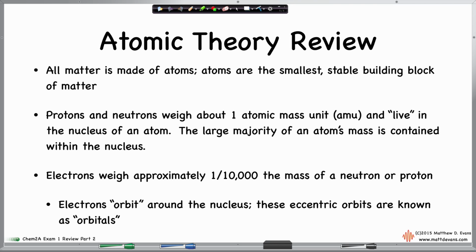Protons and neutrons, which make up the nucleus of an atom and where most of the mass is, each one of these little subatomic particles, protons and neutrons, weighs 1 atomic mass unit and lives in the nucleus of an atom. So like I said, the vast majority of the mass is in the nucleus. Electrons weigh approximately 1/10,000th the mass of a neutron or proton. That's why they don't really factor into the atomic mass of an atom, because they're just so much tinier compared to protons and neutrons. And of course, if protons and neutrons live in the nucleus and the electrons are orbiting around the nucleus, these are eccentric orbits. They're known as orbitals. We talked about some of the shapes of these things. And later in this review, we're going to look at electron configurations.